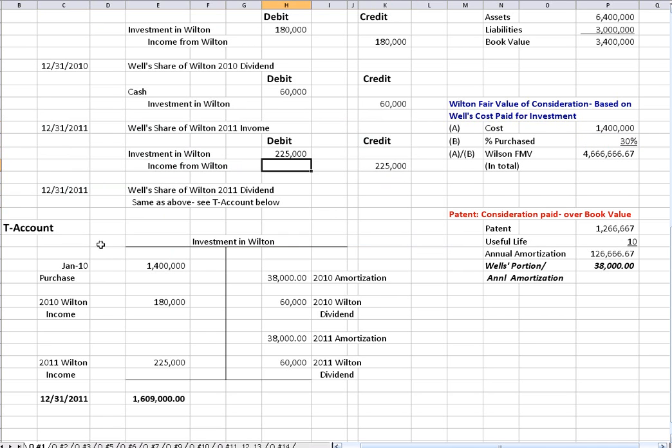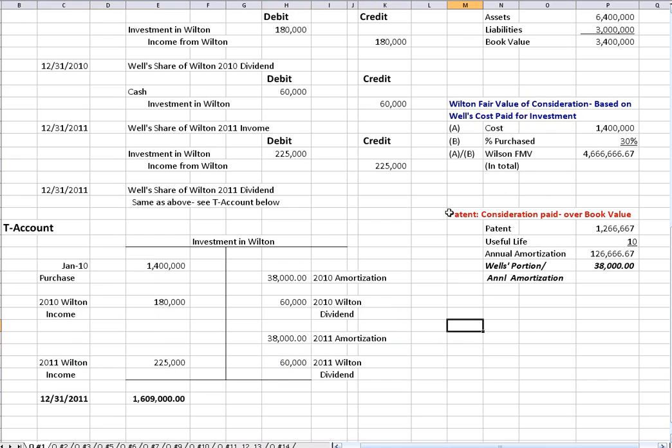And so what we end up with is a T account that has the beginning purchase. The T account for investment is increased by the parent Wilton's share of the income. It's reduced by the share of the dividend. Now, we have this amortization figure that we need to talk about.